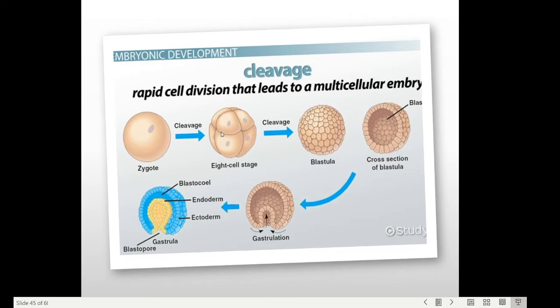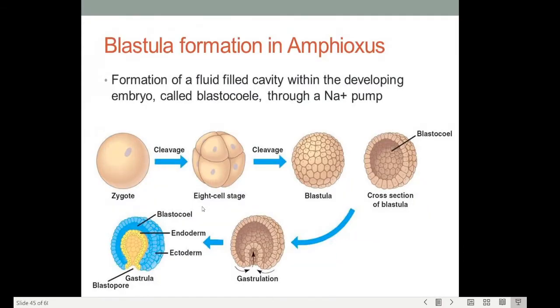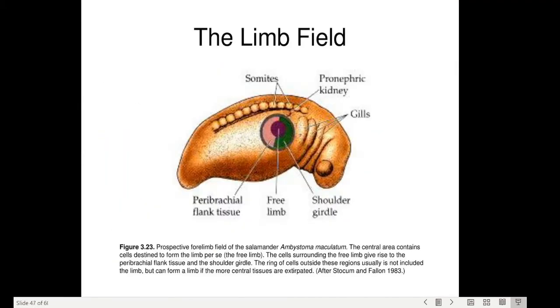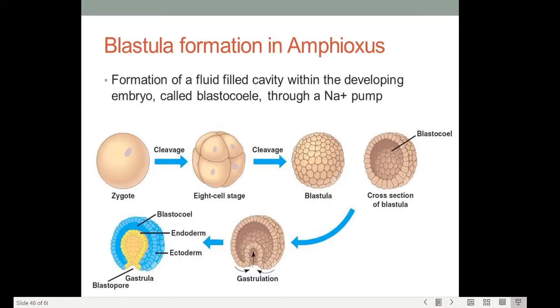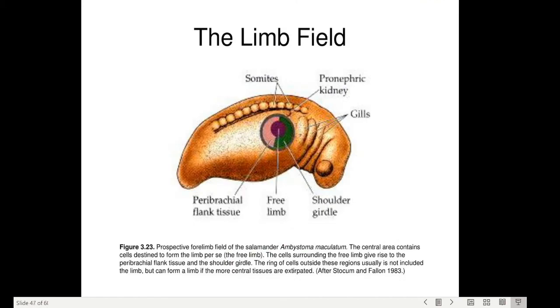After the 8 cell stage, it divides rapidly to form the blastula. In the blastula, one structure forms that has the gastrulation region, which is called the gastrula. Here we have the blastula formation in different stages. It's another example, the same as previously. These are all about the cleavage experiment.